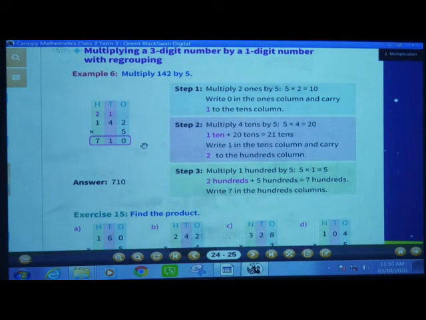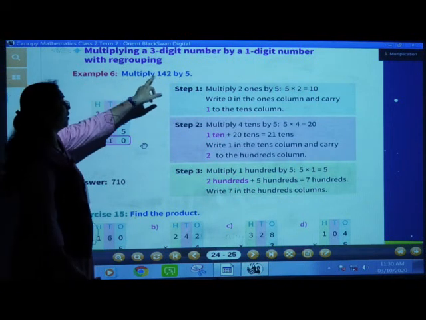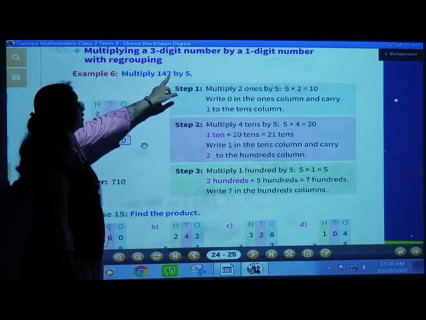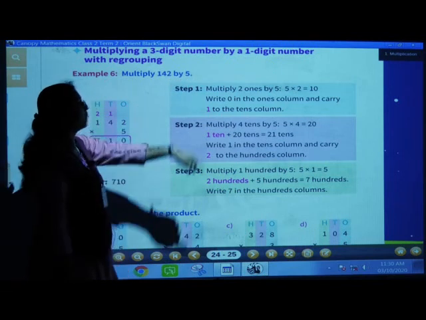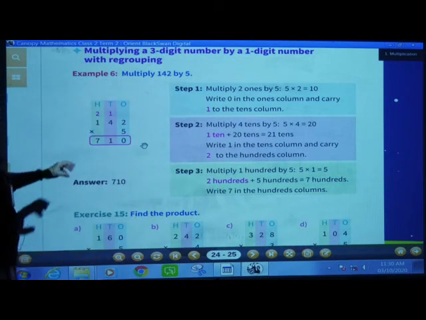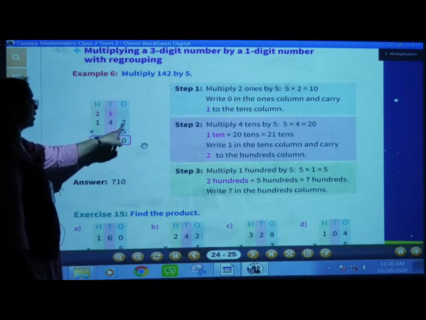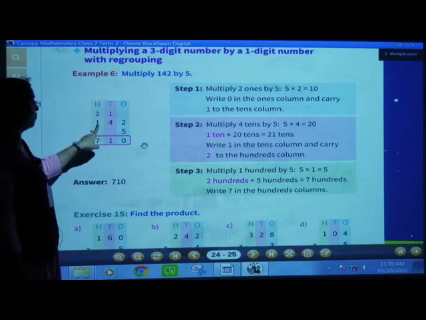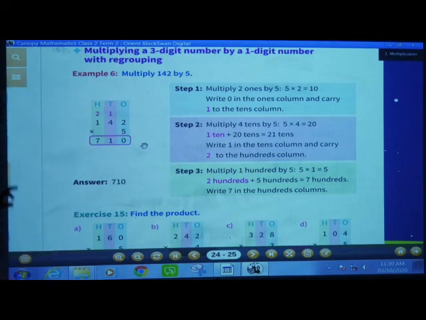Okay? First question, first example, multiply 142, this is a 3-digit number, by 5. 5 is the 1-digit number. First we have to arrange this: in the ones column 2 will come, in the tens column 4 will come, and in the hundreds column 1 will come, multiplied by 5. There are 3 steps.